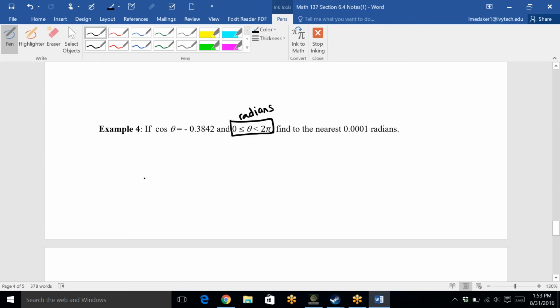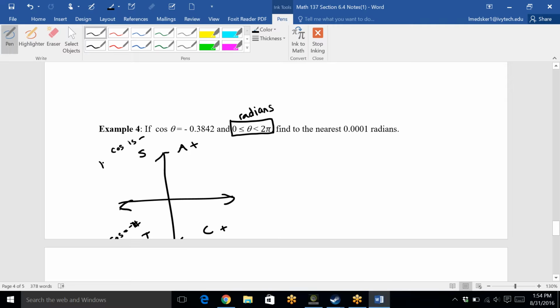We want to find this to the nearest 0.0001 radians. First of all, we have to discuss when cosine is negative, because when we say cosine is negative, we're talking about the ratio of the triangles. So remember our saying, all science teachers are crazy. In this case, cosine is positive in quadrants 1 and 4. So the two cases where cosine is negative are the second quadrant and the third quadrant. So quadrants 2 and 3 are our focus points.